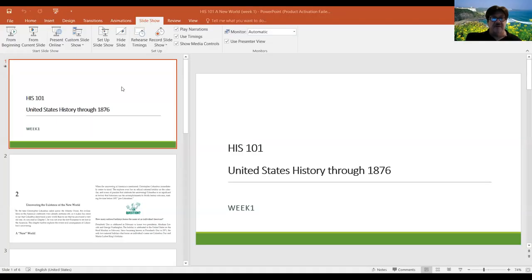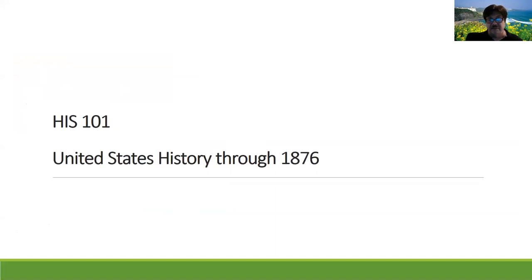Let me go to the reading material here and share the screen with you. Again, here's the course number, HIS 101, United States History through 1876. You can see my face minimized, because you don't need a big shot of my face, you need a big shot of the material. I'll read it and translate things and add anecdotes to it so you understand it really well and hopefully enjoy it. All right, let's continue.